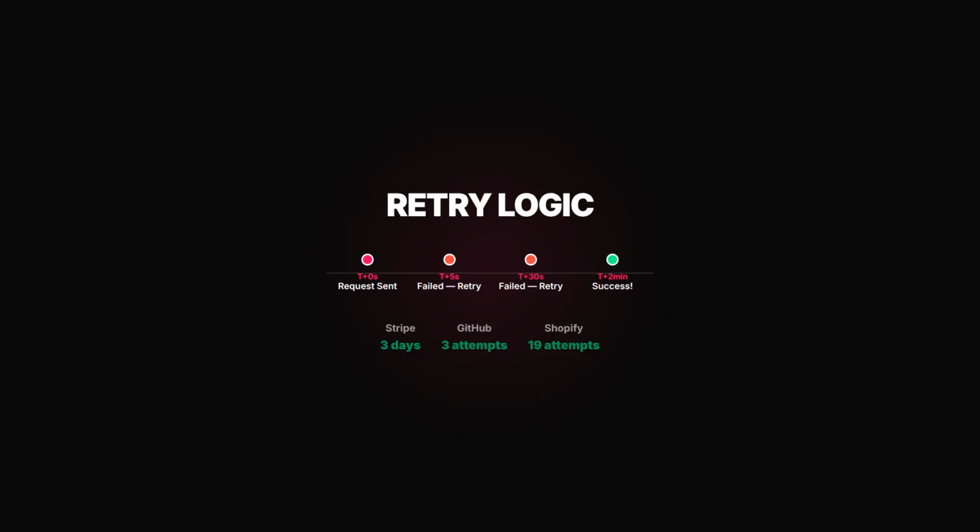What happens when your endpoint is down? Most services implement retry logic. Stripe retries for up to 3 days. GitHub retries 3 times with exponential backoff. Shopify retries 19 times over 48 hours. This is why responding quickly matters. Acknowledge receipt with a 200, then process asynchronously. If you're slow, you'll get duplicate deliveries.